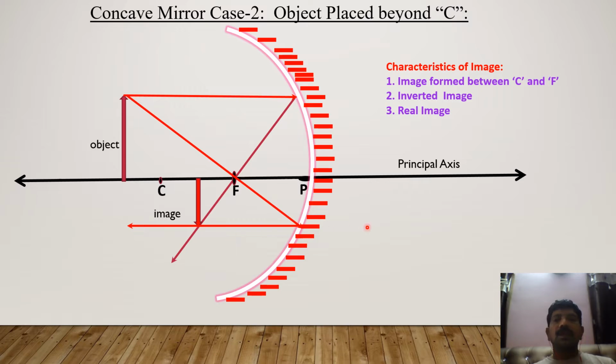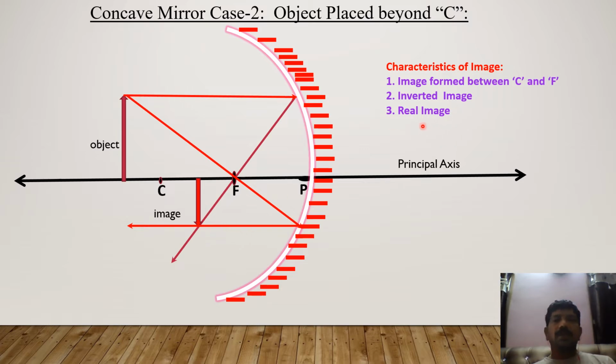Now, what are the characteristics of the image, meaning the nature of the image, when the object is placed beyond the center of curvature? So, the image is formed between the center of curvature and focus. See this one. This is the image of this object. It is formed in between the center of curvature and focus. Next, you observe this one. What type of image is formed here? Inverted image is formed. So you can catch it on the paper, you can catch the image on the screen. So it is a real image.